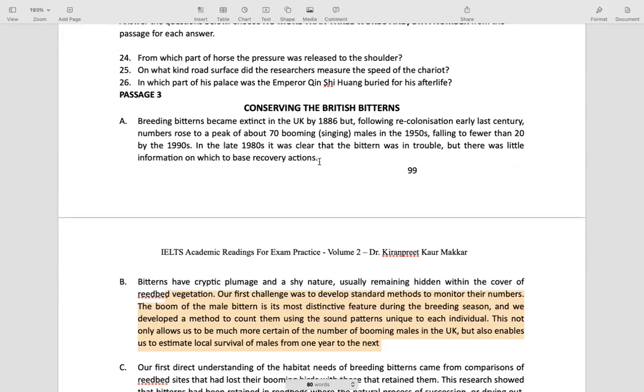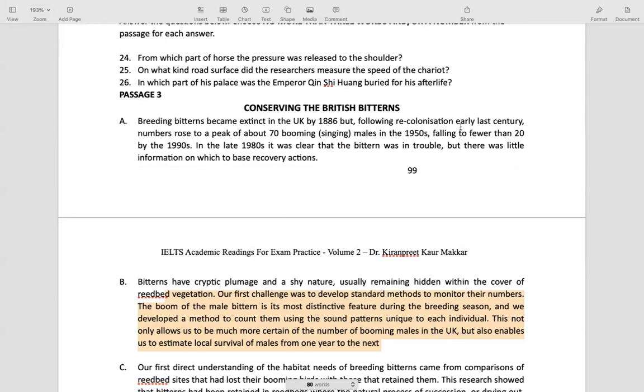Okay, so I'll do one, then you can all do the next. Breeding bitterns became extinct in the UK by 1886. So the first line is saying these birds became extinct. Bitterns, I know, is a bird or an animal. I'm not sure which, but they became extinct in the UK by this year.